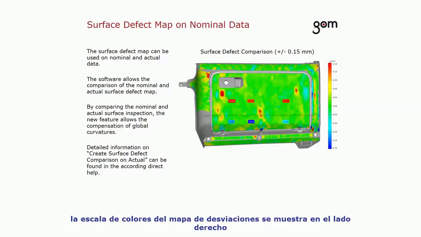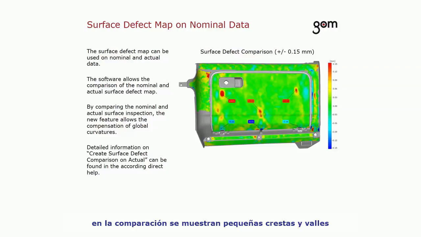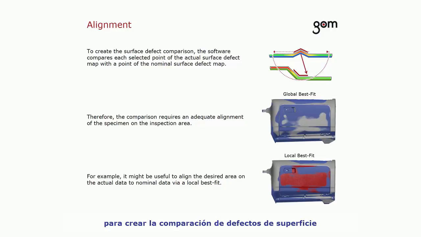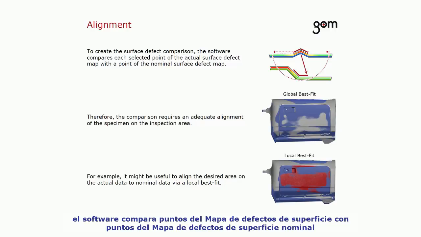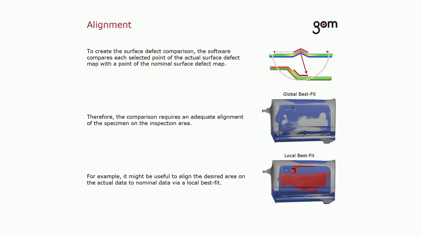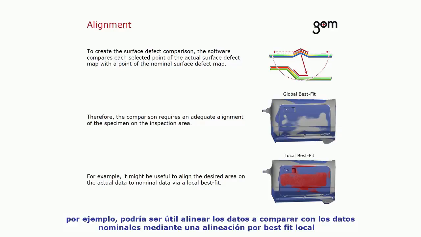The color plot of a surface defect comparison is shown on the right side. The comparison visualizes small bulges or depressions. To create the surface defect comparison, the software compares each selected point of the actual surface defect map with the point of the nominal surface defect map. Therefore, the comparison requires an adequate alignment of the specimen on the inspection area. For example, it might be useful to align the desired area on the actual data to nominal data via a local best fit.